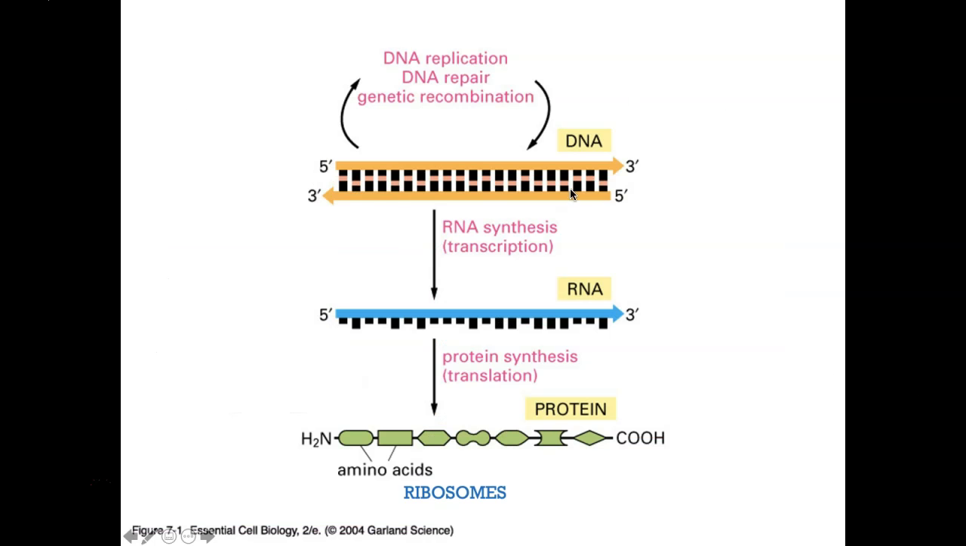So the central dogma says that DNA can get replicated, so DNA can become more DNA. DNA gets transcribed into RNA. RNA gets translated into proteins, which are made up of amino acids, and that happens on ribosomes. We also know that RNA can actually make more of itself, and something you don't have to know for this class, but RNA can actually be reverse transcribed back into DNA, we now know.